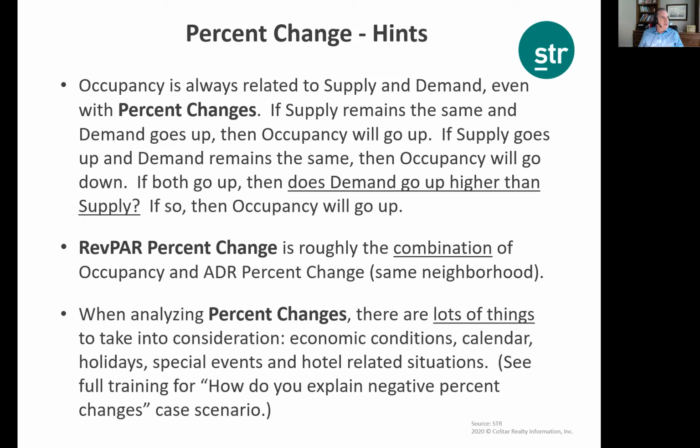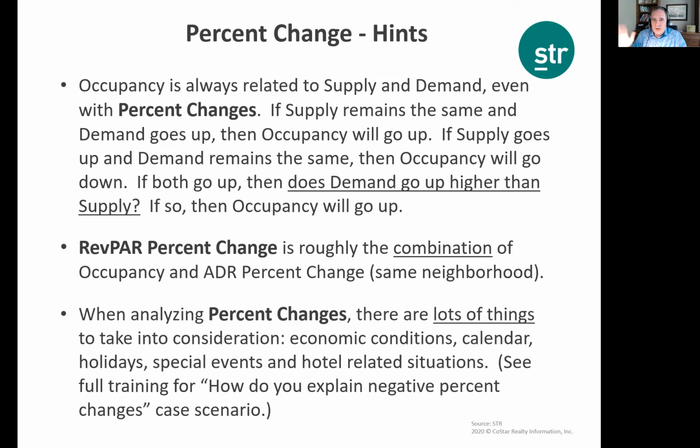Best example of that is, if you look at a country like China, China has had a relatively good demand, but there are many times where occupancy is negative. Why is that? Because in China, there's a very high supply. So when it comes to percent changes, there is that interaction for you to understand. So the key is, if demand goes up higher than supply, occupancy will be positive. And that's the interaction.